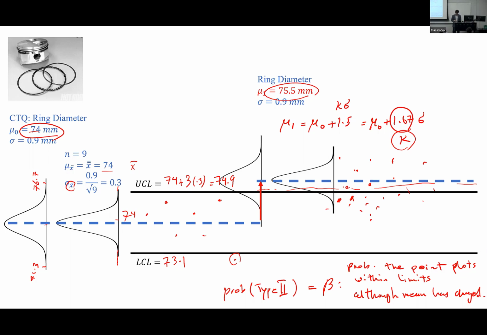Nice costumes. All right. So here it's just that sigma is going to be still 0.3.